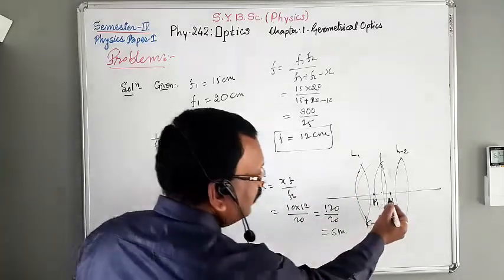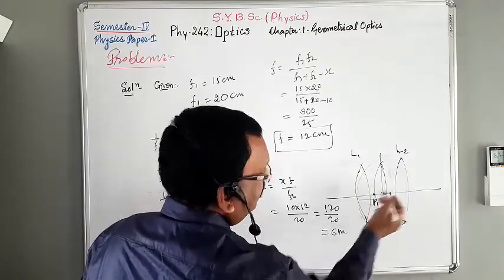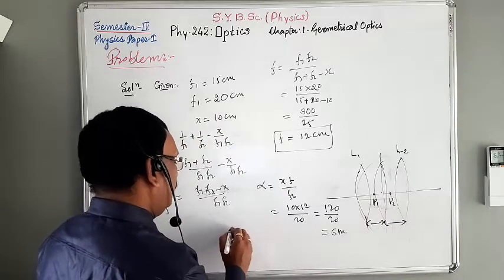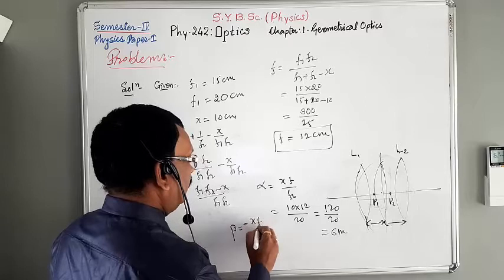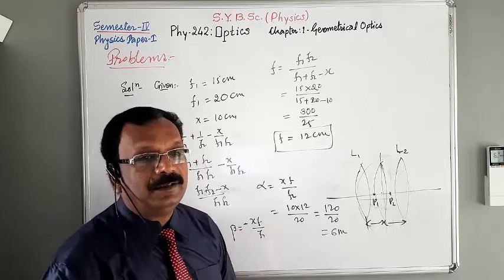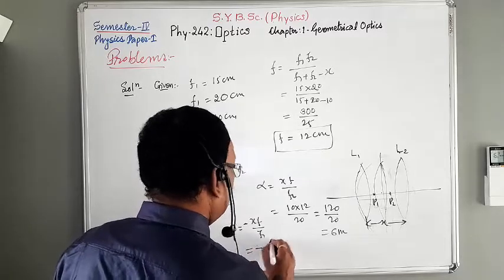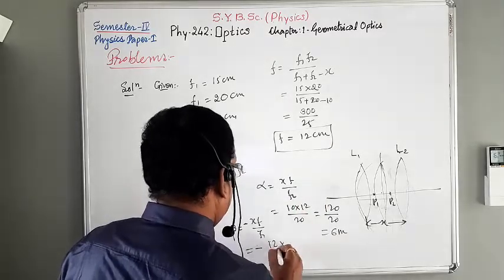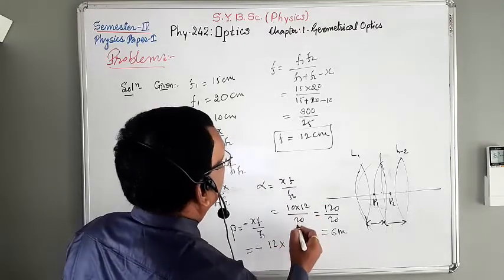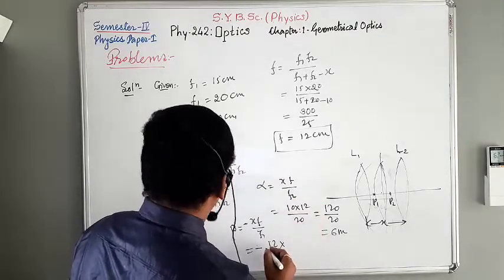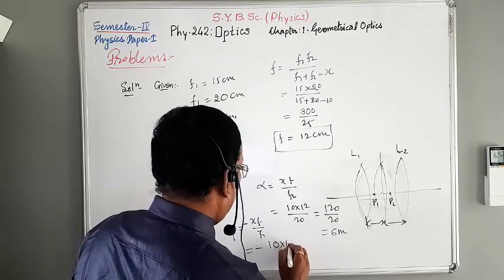Similarly, we can determine the position of P2 with respect to L2, and this is nothing but beta is equal to minus x f upon f1. Again substitute the values: x as 10 centimeter, f is 12, upon f1.